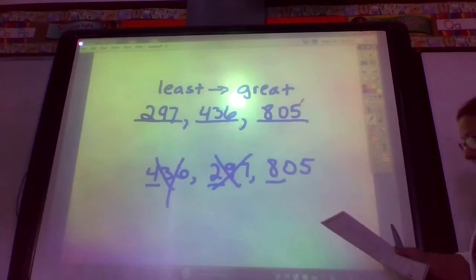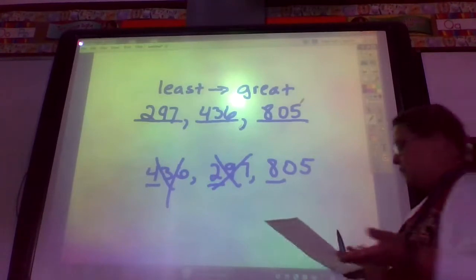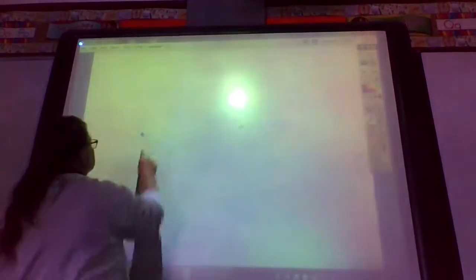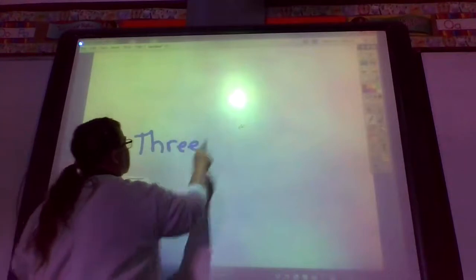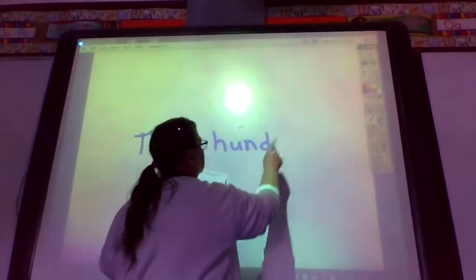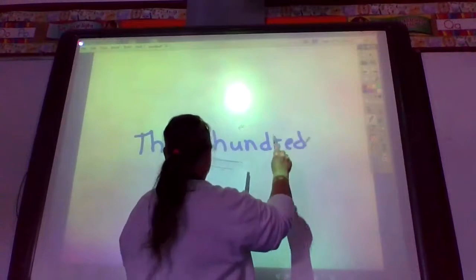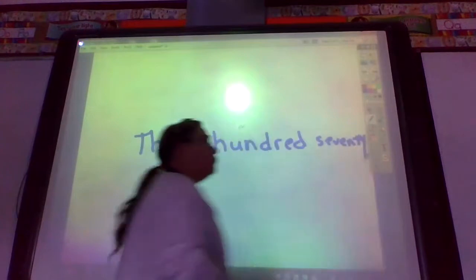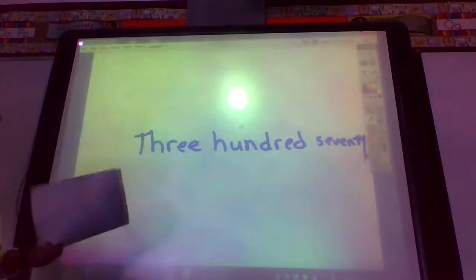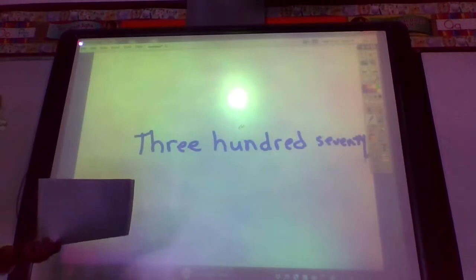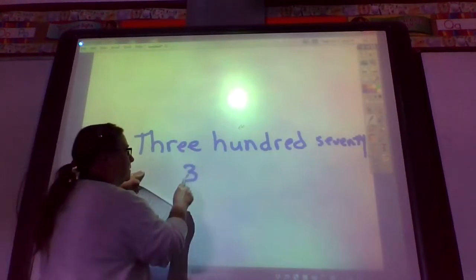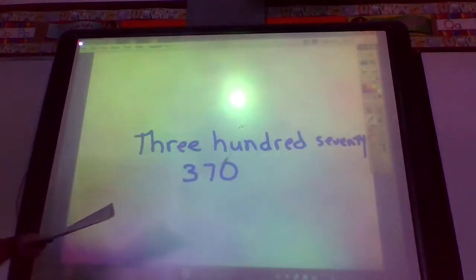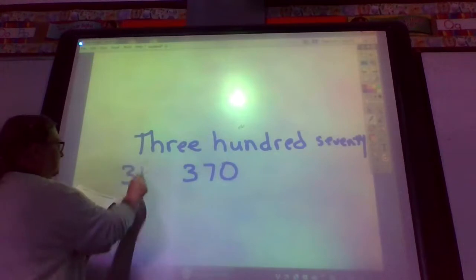Now, if you look at B, B has one of the numbers written out in words. It has 300 and 70. This is in word form. I need to make that in a number. 370. So now I've turned it into a number. Now you have your three numbers.